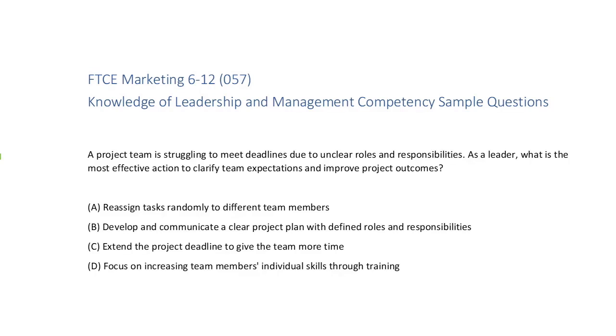Keywords within this question, we want to make sure we understand that the team is struggling to meet the deadlines. And this is basically because the responsibilities and roles of each team member has not been spelled out correctly for everyone to know what they are responsible for doing. So what can we do as a leader to clarify the team expectations and improve the outcome of the projects? Developing and communicating a clear project plan with defined roles and responsibilities helps clarify expectations, and it ensures that each team member knows their specific duties. This approach enhances coordination and accountability, leading to better project outcomes and timely completion.